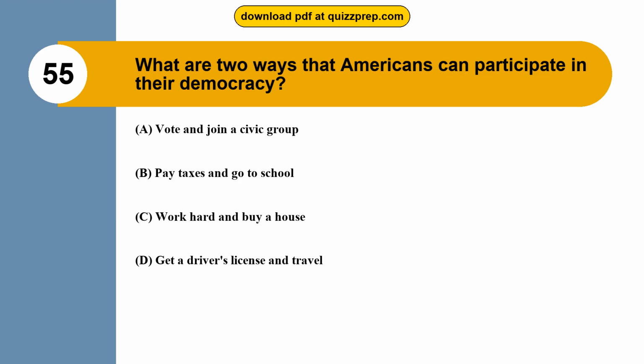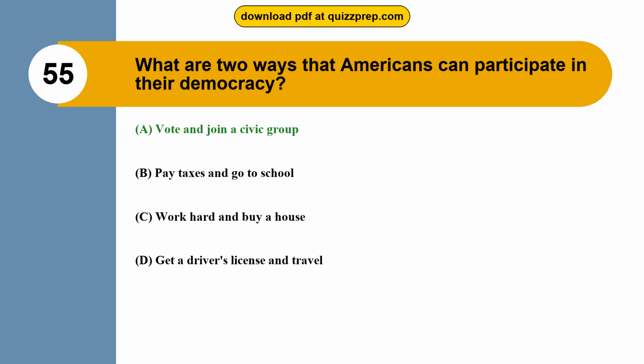Question 55. What are two ways that Americans can participate in their democracy? Option A. Vote and join a civic group. Option B. Pay taxes and go to school. Option C. Work hard and buy a house. Option D. Get a driver's license and travel.